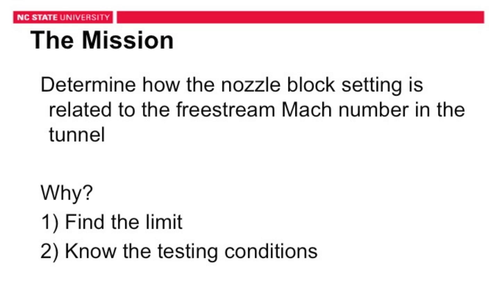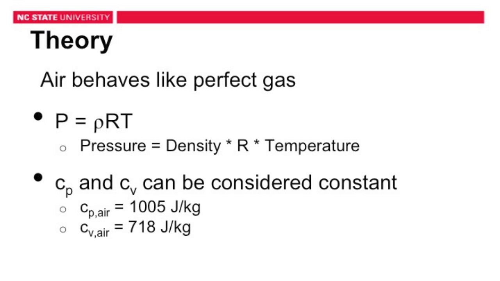Furthermore, rather than pressure measurements, a second experiment was performed in which Schlieren imaging was used to determine the free stream Mach number in the tunnel. Under regular conditions, the air acts like a perfect gas, so we are able to use relations such as pressure equals density times R times T, and we can assume the air properties Cv and Cp remain constant.